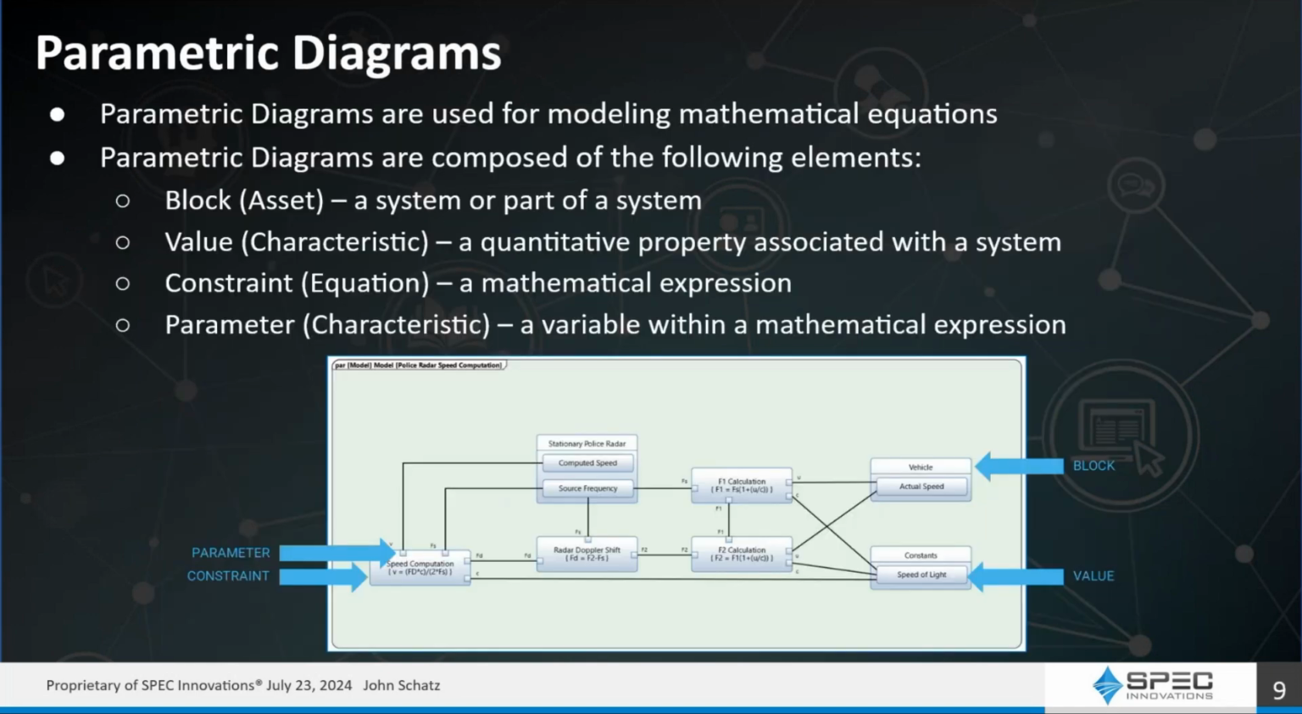Okay. Going on to parametric diagrams. We'll talk briefly about the parametric diagrams, then I'll tie back in the computable attribute and show how we use it. Parametric diagrams are SysML diagrams used for modeling mathematical equations. The one you're looking at down here at the bottom is a model of a police radar speed computation. So it's got a radar gun, it's got a vehicle, it's got some constants and a number of equations that have to be calculated to assess the Doppler shift that's seen in the speed computation.